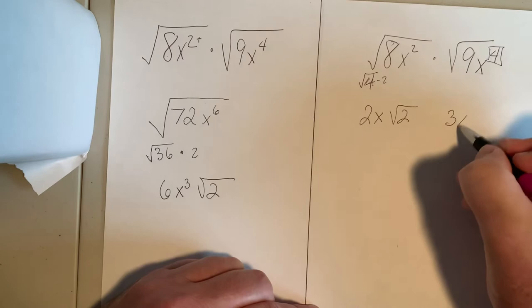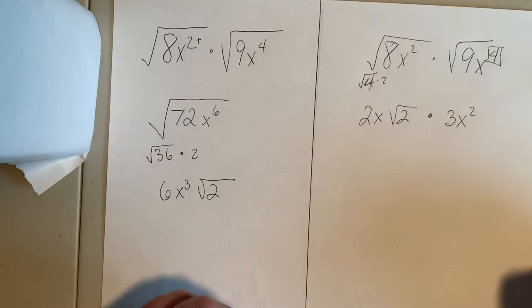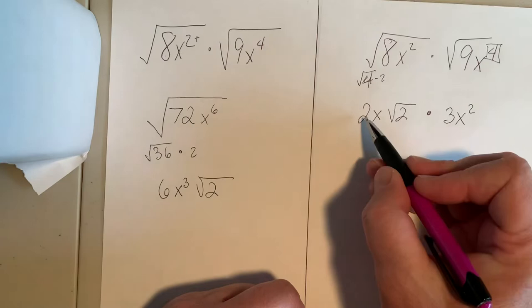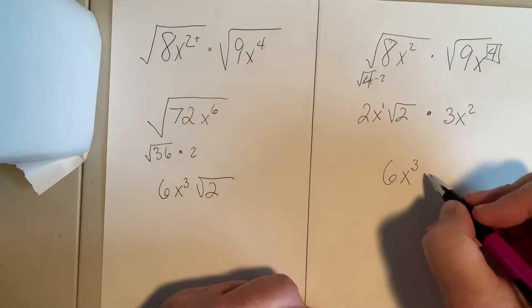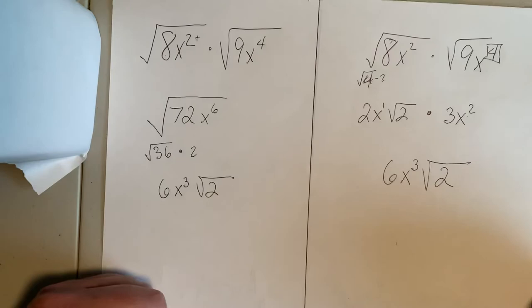At this point, we can't stop yet because we have to get rid of this multiplication sign. And we're trying to simplify this. Well, multiply the things you can. 2 times 3, 6. X times x squared would be x to the third power. Remember, you have to add the 1 and the 2 to get third power. And radical 2. As you can see, two different ways of doing this, same answer.